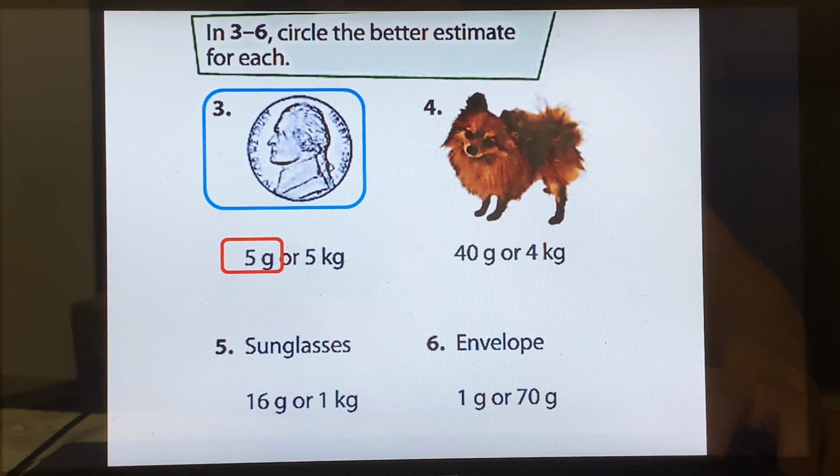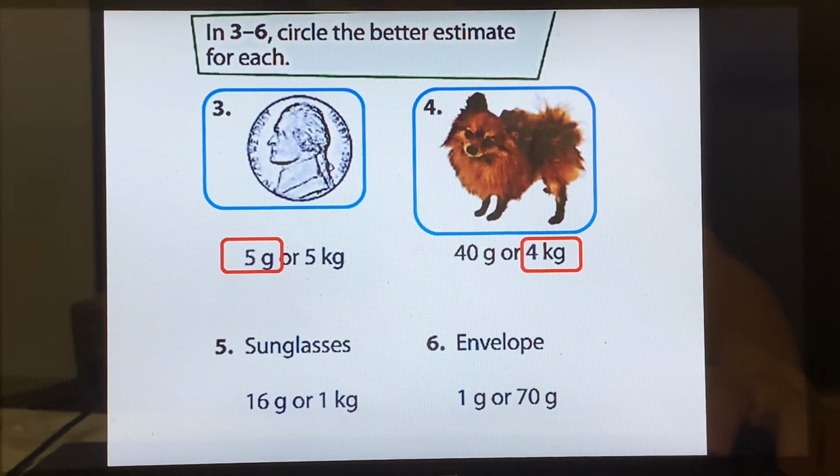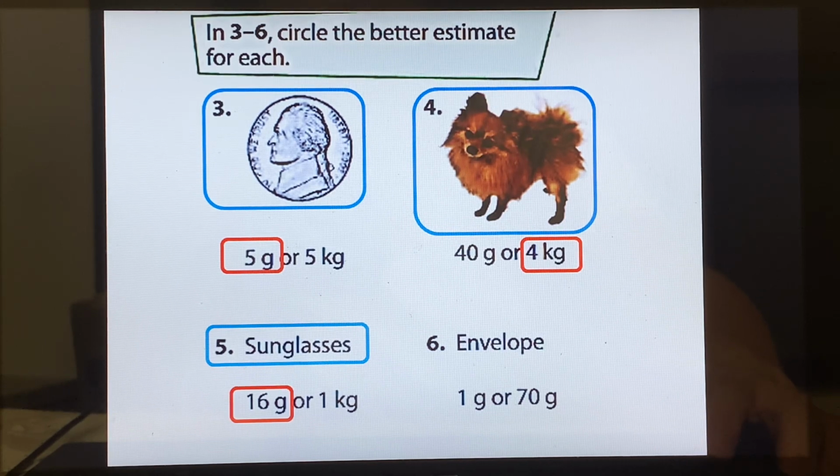Number 4 is a dog. Which is a better estimate for the mass of a dog? 40 grams or 4 kilograms? 4 kilograms. Did you get it right? 5. Sunglasses. Which is a better estimate? 16 grams or 1 kilograms? 16 grams. Did you get it right?